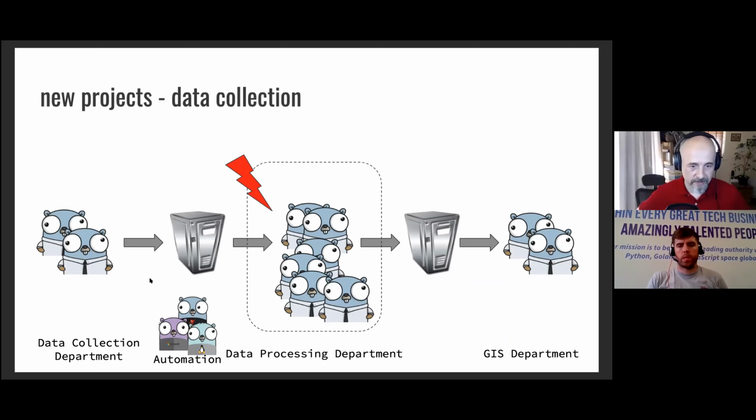Then engineers were running some automated processes. First in Python, later on they started using Go. And basically this helped this data processing department a lot with, first of all, reducing the number of errors and speeding up the entire process.